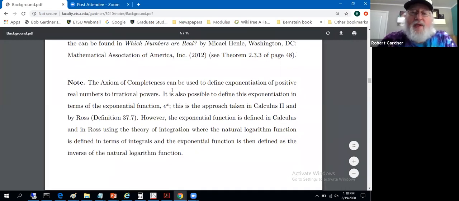Okay, we could use the axiom of completeness to define exponentiation of positive real numbers with irrational exponents.